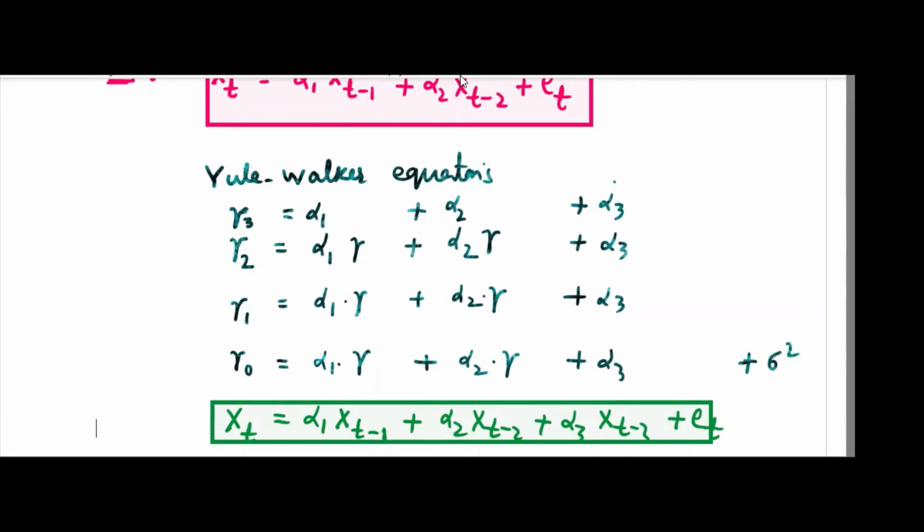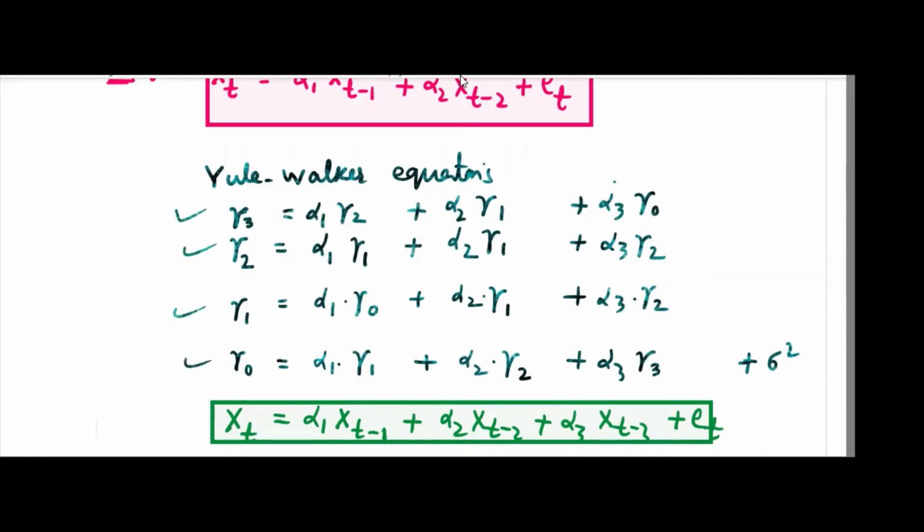Now you start with 3. You have to write 2 here, 1 here, 0. Start with 2. 1 minus 1 is 1, minus 2 is 2. Then 1, 0, minus 1, minus 2. Minus 2 is 2. 0 minus 1 is 1, minus 2 is 2. Then minus 3 is 3. Okay, sigma square. These are the 4 equations.